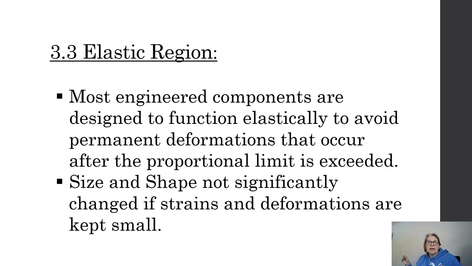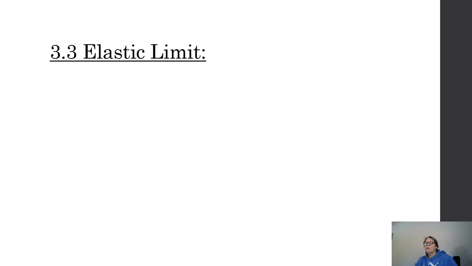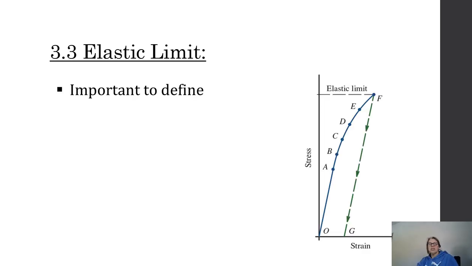If we have an earthquake, we don't want catastrophic failure. We want members that are designed to fail so that we have time to get people out of the building and potentially not damage the entire rest of the building. So it's not that we always design in the elastic range. We might, but there are times that we might not.